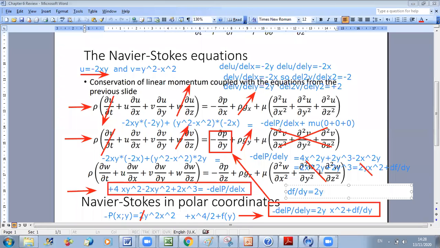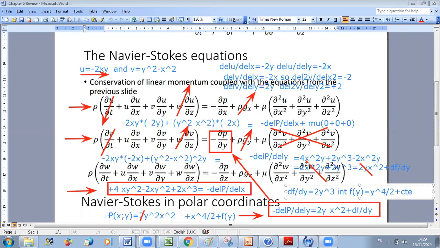Now you can find f of y by integrating, and as expected, f is only a function of y. If you obtained x in your expression, you should know that you have a calculation error because f is only a function of y. So if you integrate, you get that f of y is equal to y to the power 4 over 2 plus a constant. To finish my problem, I still need to find this constant, and for that I need a boundary condition.